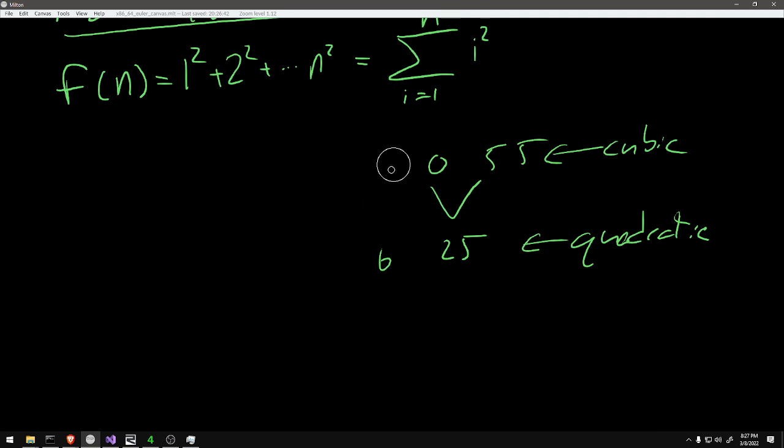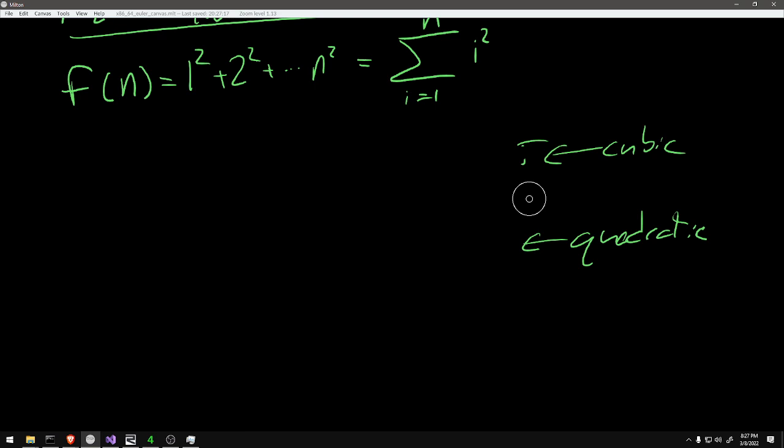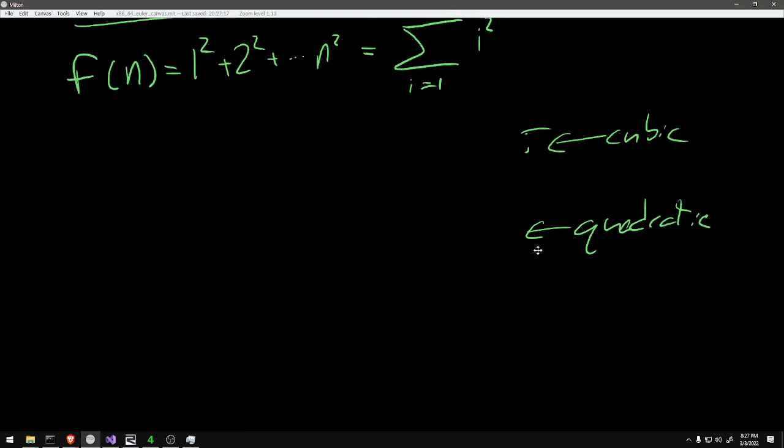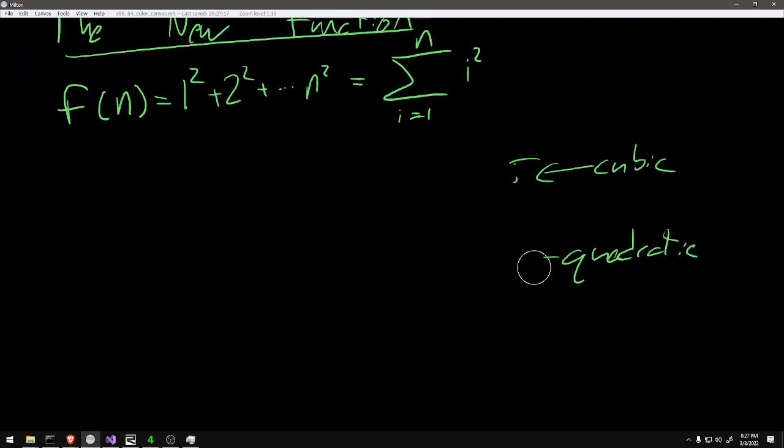I wish I could make my eraser bigger. Is there an expert who could tell me the hotkey that makes your eraser bigger? Yeah. I don't know what it is. Ah, there we go.